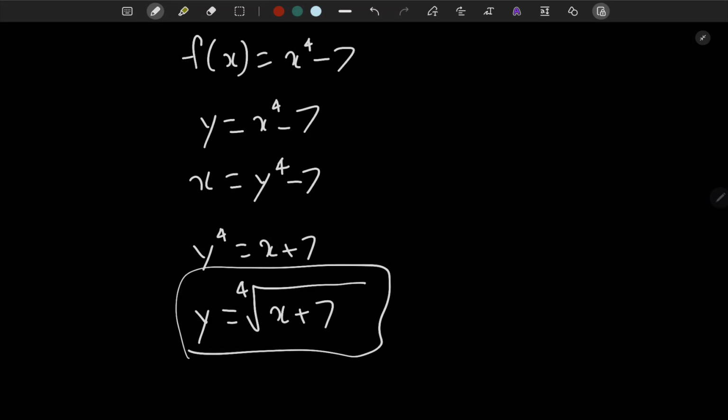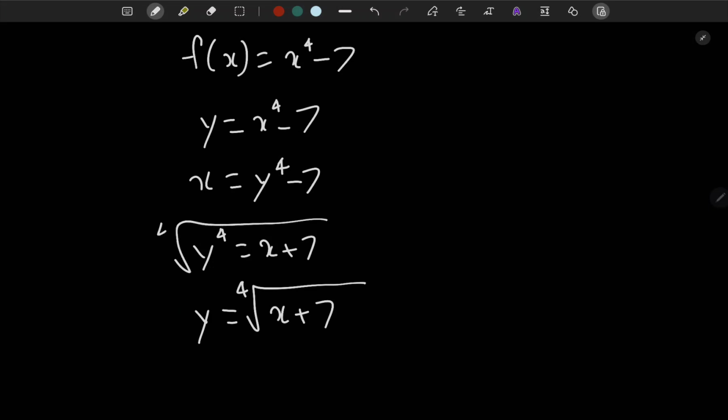And if you're confused about what step we did here, we basically just took the fourth root of the entire thing, which becomes this here and here, and this basically cancels the power of 4 out, and this is the root. So that's it.